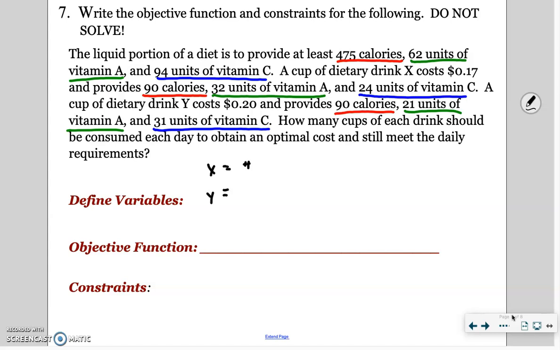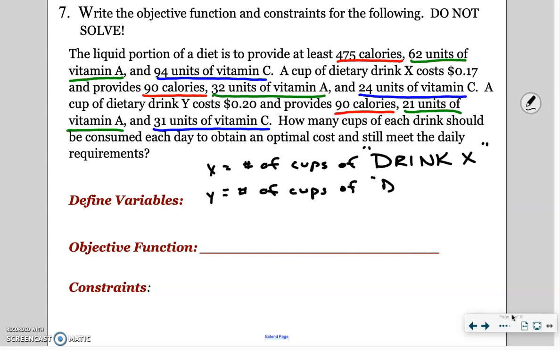We're going to let X be the number of cups of drink X. Similarly, we're going to let Y be the number of cups of drink Y. Now, please understand that I'm doing more here than just saying that X equals drink X, Y equals drink Y. It's the number of cups. We could have a different problem on our hands if we were going with the number of gallons or the number of ounces, but in this case, we're looking for the number of cups.